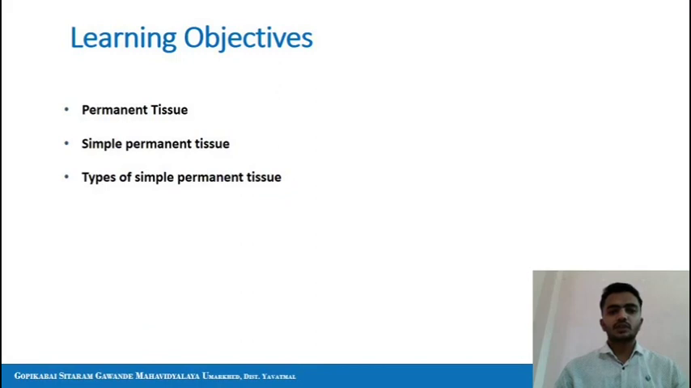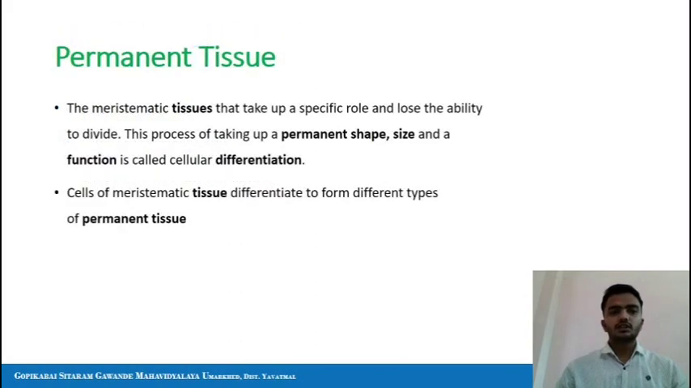So what we will learn today? Today we will learn about permanent tissue, then simple permanent tissue and the types of simple permanent tissue. So firstly we will see the permanent tissue. So we all know that there are two main types of tissue. First one is the meristematic tissue and another is the permanent tissue.